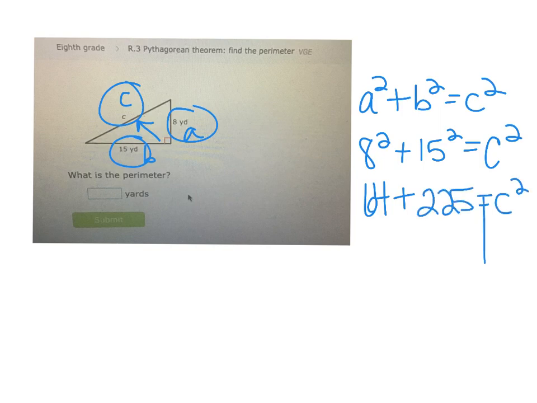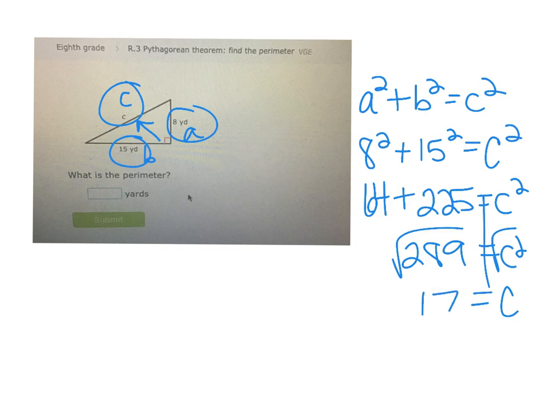Now I'm going to add 225 plus 64, and I end up with 289 equals C squared. My last step here is you have to square root both sides, and you get C equals the square root of 289, which is 17. So this side over here is 17.